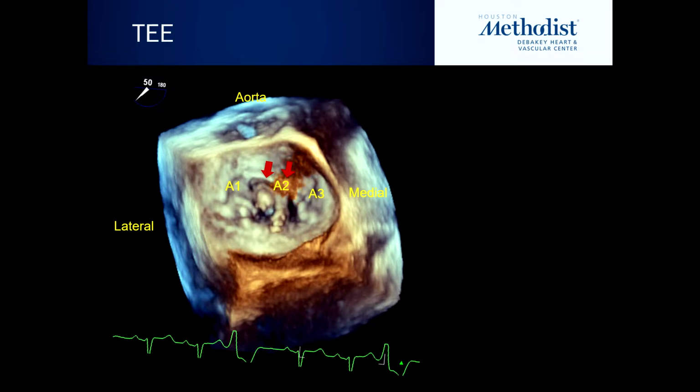At 12 o'clock is your aorta, on the left side is the lateral side, and on the right is your medial side. And where you can see the prolapsing is the A2 area, and there are actually 2 areas that are prolapsing into the atrium, almost like a cleft.